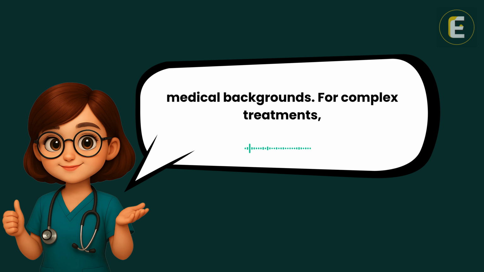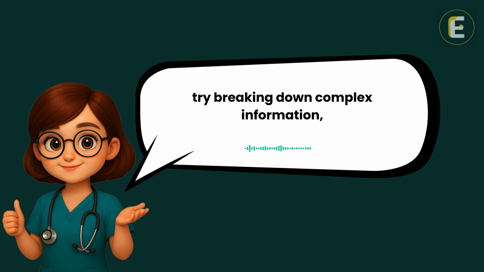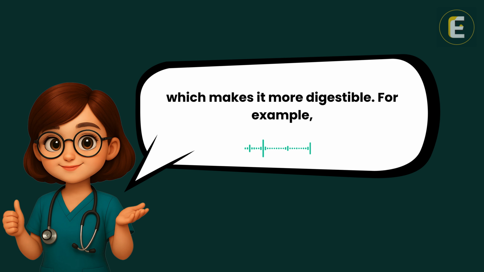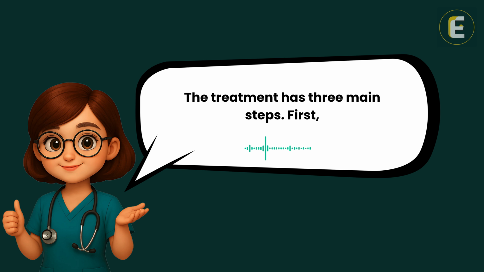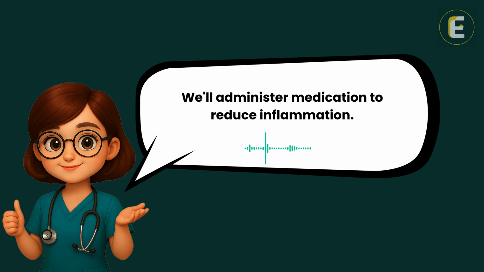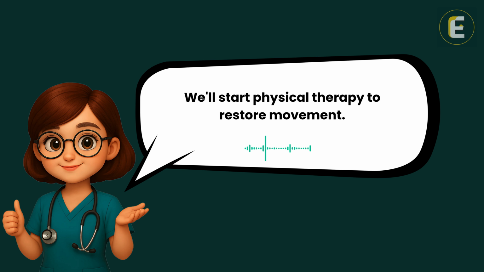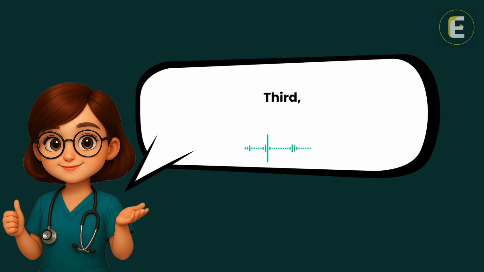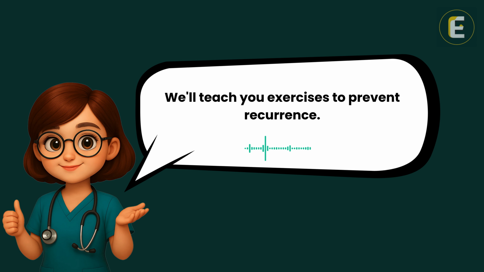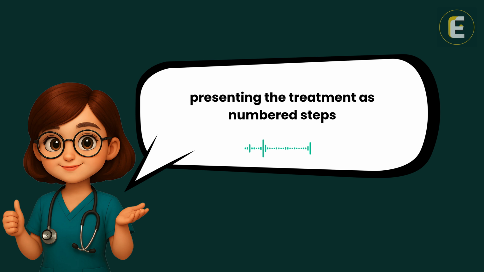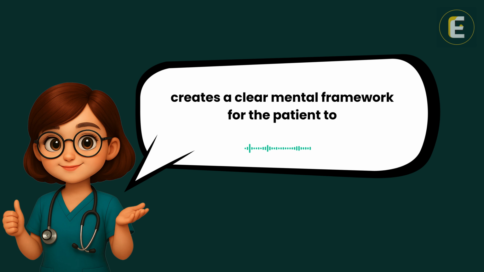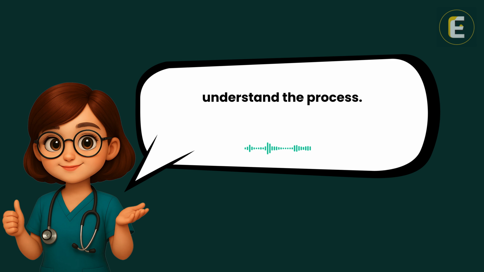For complex treatments, try breaking down complex information, which makes it more digestible. For example, the treatment has 3 main steps. First, we'll administer medication to reduce inflammation. Second, we'll start physical therapy to restore movement. Third, we'll teach you exercises to prevent recurrence. Here, presenting the treatment as numbered steps creates a clear mental framework for the patient to understand the process.